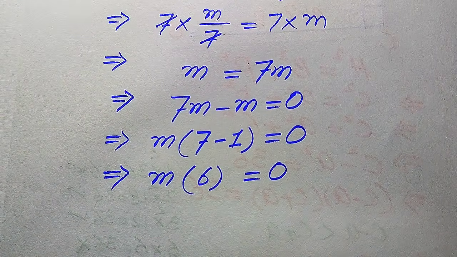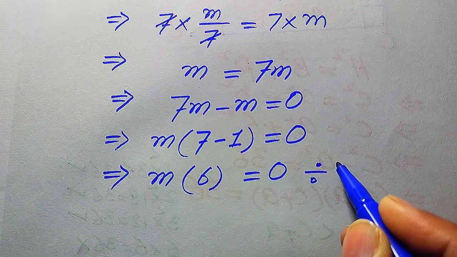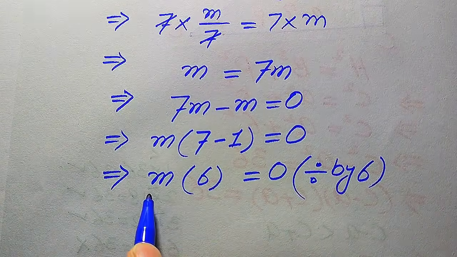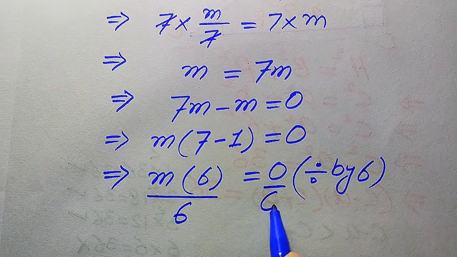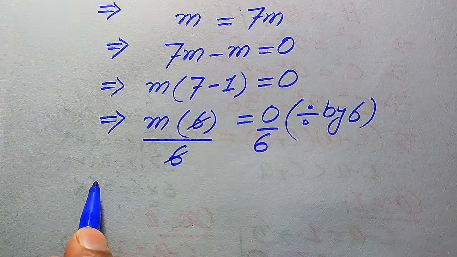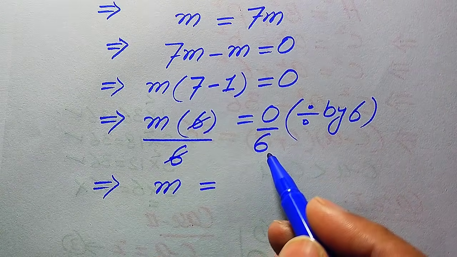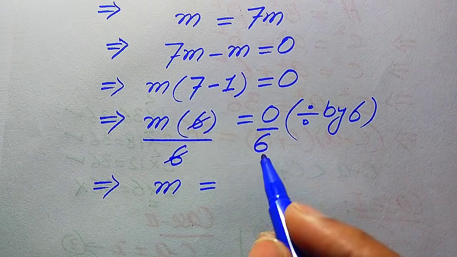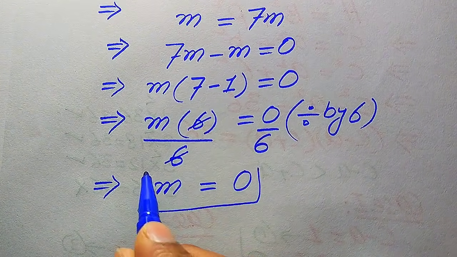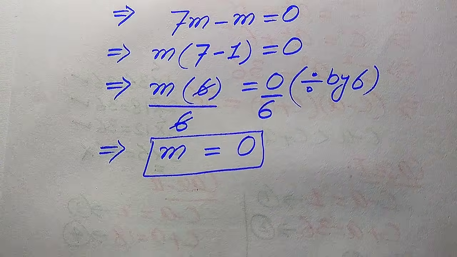Because our target is to find the values of m, we need to remove this 6 from here. That's why we divide both of the sides by 6. When we divide each of these terms by 6, it will be written in this form. And further in the next step, this 6 and this 6 are gone, and we obtain m is equal to 0 divided by 6, and 0 divided by 6 is equal to 0. So this shows that the value of m is equal to 0. So in the first method, we get only one value of m, and that is 0.